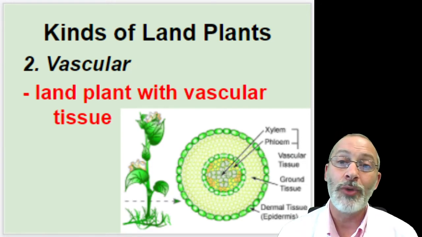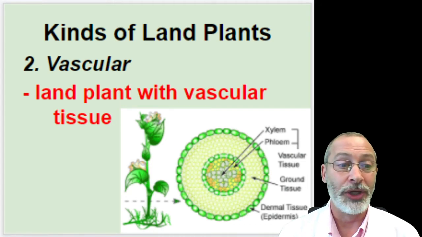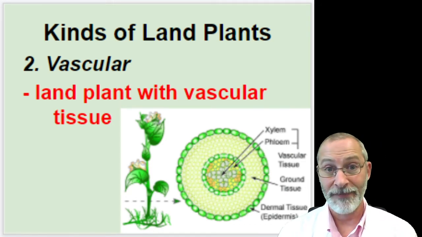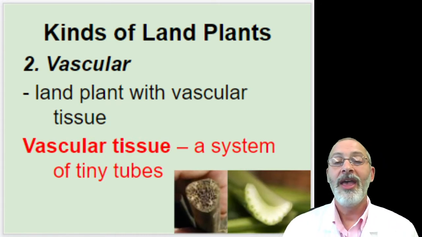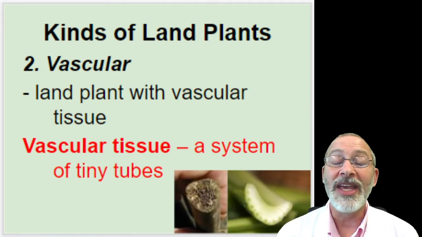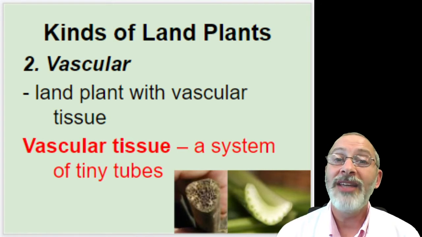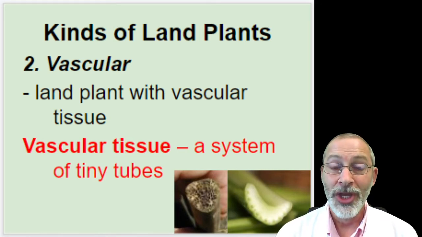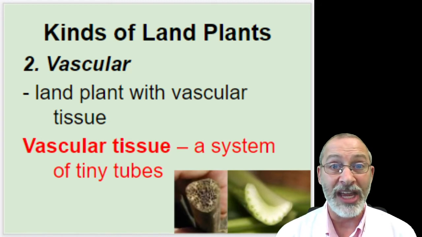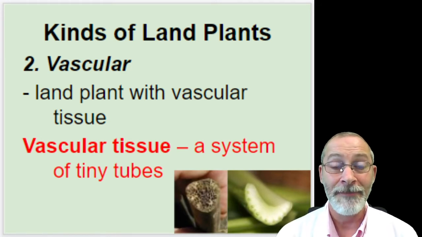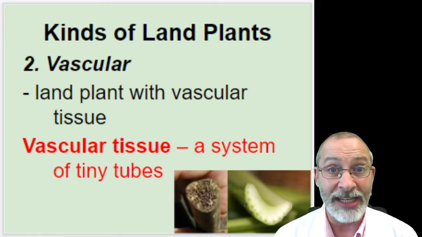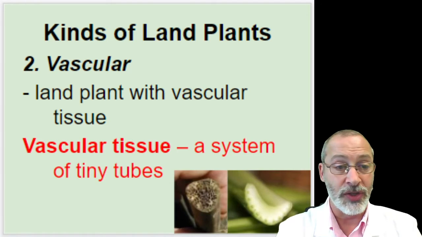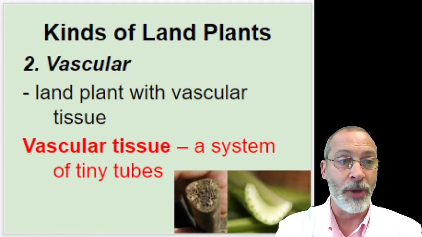So now we have to explain what vascular tissue is. If a vascular plant is a land plant with vascular tissue, well, what in the world is vascular tissue? I'll tell you. Vascular tissue is a system of tiny tubes. So just like the tubes in your body, the veins and arteries and capillaries, well, vascular plants have a system of tiny tubes. Now, they're not called veins and arteries. I'll let you know what they're called in just a moment here.